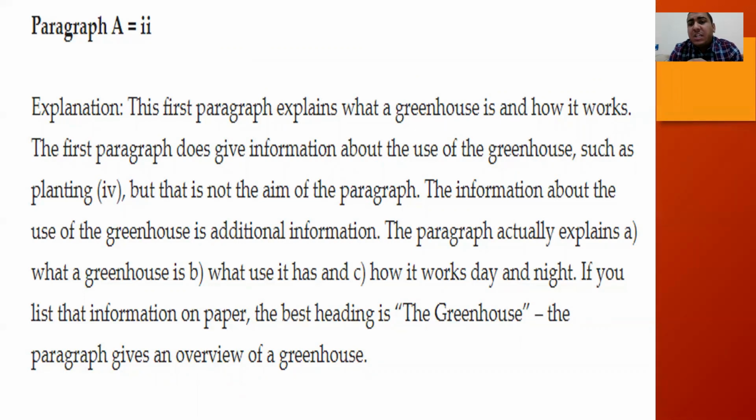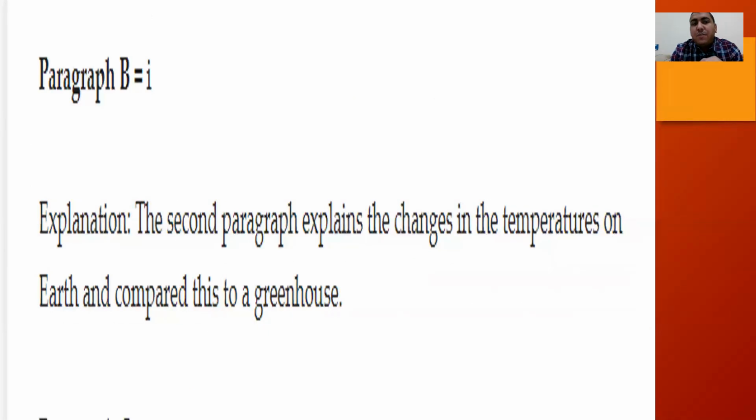So the paragraph actually explains, 1, what a greenhouse is. 2, what use it has. And the last point, how it works day and night. Okay, if you listed that information on a sheet of paper, the best heading is the greenhouse. The paragraph gives an overview of a greenhouse. Let's go to paragraph B.